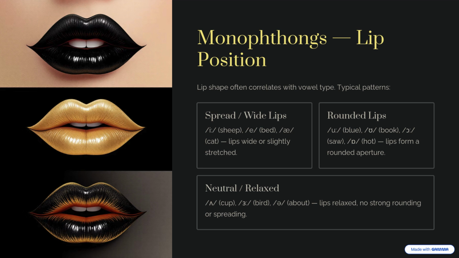Second are rounded lips, where the lips form a circular shape. Examples include you, in blue, in book, in saw. When pronouncing these sounds, your lips should form a rounded shape. Lastly, some vowels use neutral or relaxed lips, meaning the lips remain in a natural position. Examples include in cup, in bird, in about. These sounds require very little lip movement.